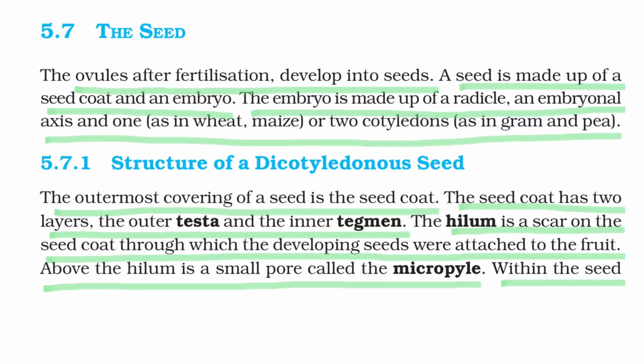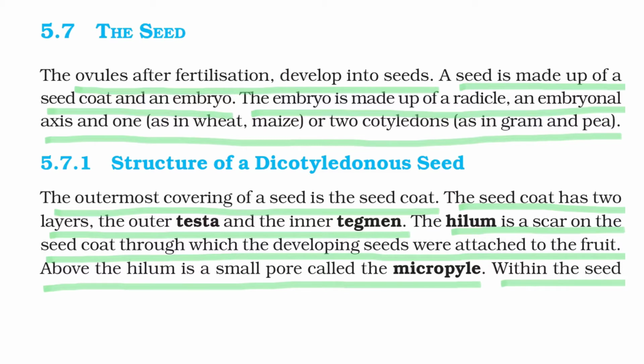Then the next point is hilum. After the seed coat, we will see the hilum. Hilum is actually a scar on the seed coat through which the growing seed is attached to the fruit. The hilum also has a small pore-like structure which is known as micropyle. And what is the importance of micropyle? Through the micropyle only, the water is absorbed or imbibed for growing the seeds.